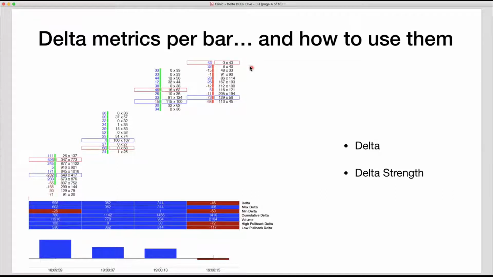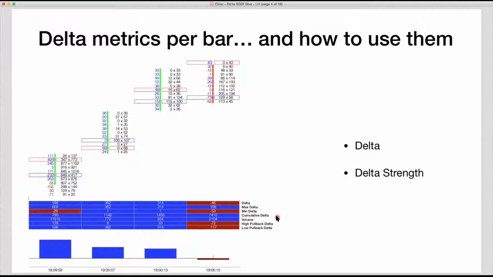So you get a sense of where we've closed within the range of net aggression, and you can get a sense for how likely this is to continue. So those are the basics of delta and the strength of delta by comparing it to the maximum and the minimum. People also look at cumulative delta.